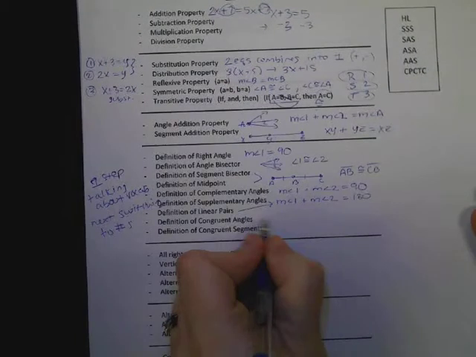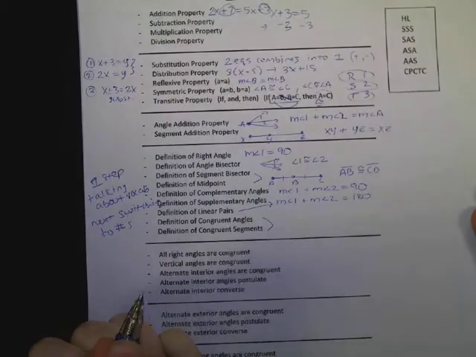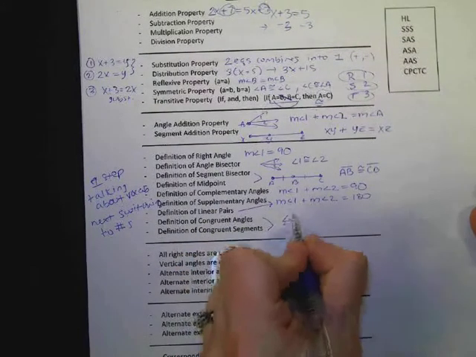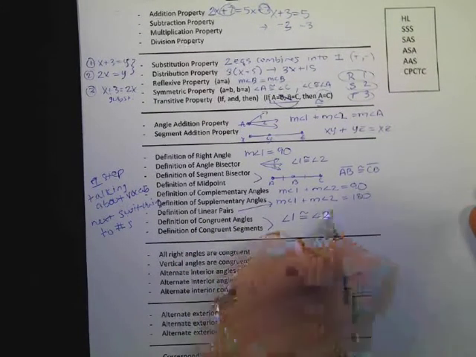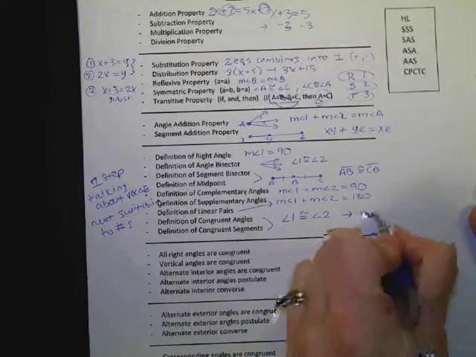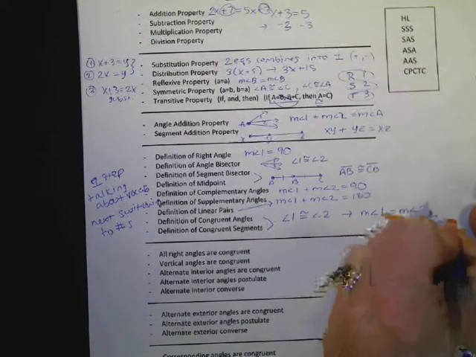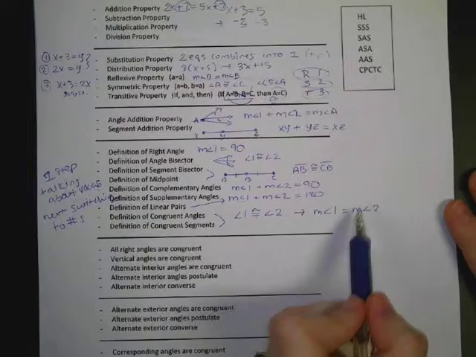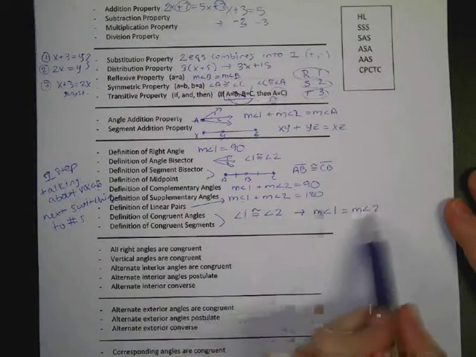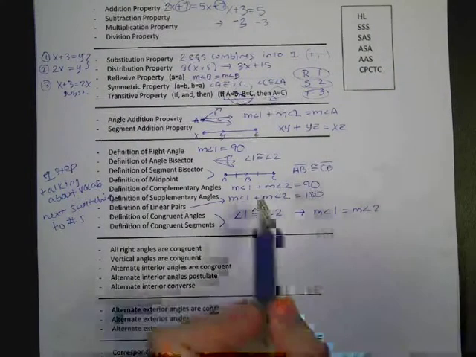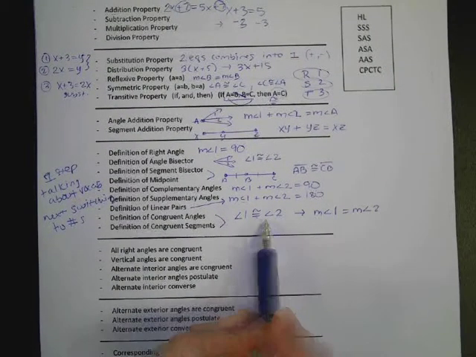Definition of congruent angles and congruent segments are very similar. Anytime you start with saying angle 1 is congruent to angle 2, I know what congruent means, so my next step would talk about their measures being equal, and I would say the measure of angle 1 is equal to the measure of angle 2. And I could go vice versa. If I told you that the measures were equal, I can use definition of congruent angles to say, well, that means that those angles are congruent.